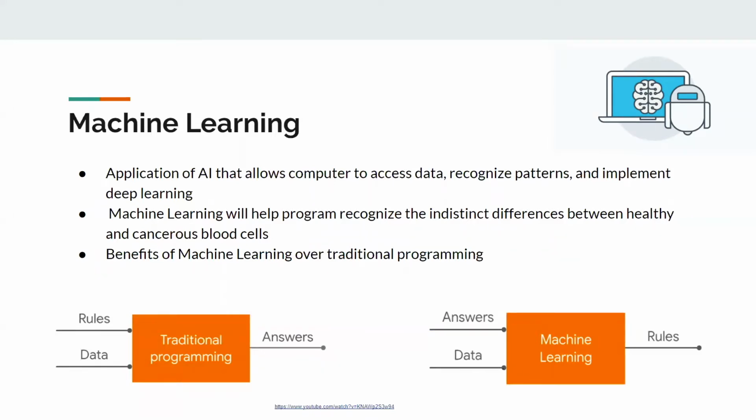As the image shown below, for traditional programming, you have data and a set of rules that act on the data and output an answer. For machine learning, on the other hand, instead of the programmer figuring out the rules, we give it answers with data and have the computer recognize patterns and figure out the rules, which is the basis for machine learning.